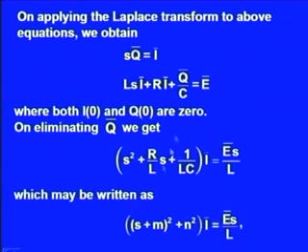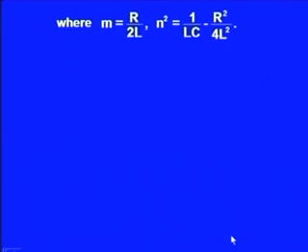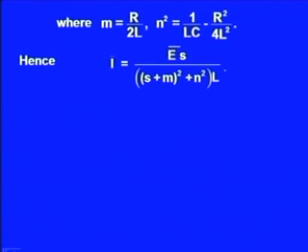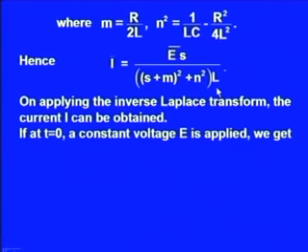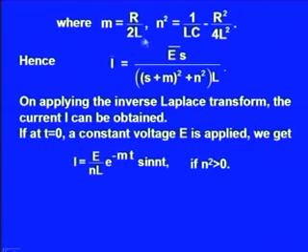E bar is the Laplace transform of E t. So, this can be written as s plus m whole square plus n square into I bar equal to E bar s by L, where m is r by 2l, n square is 1 by L c minus r square by 4l square, as we had seen earlier, and therefore, I bar is equal to E bar s over s plus m whole square plus n square into L after solving for I bar.